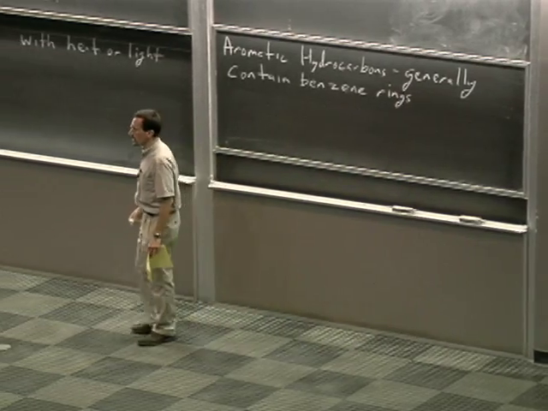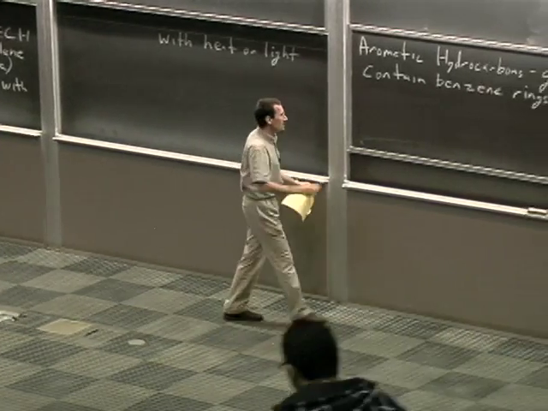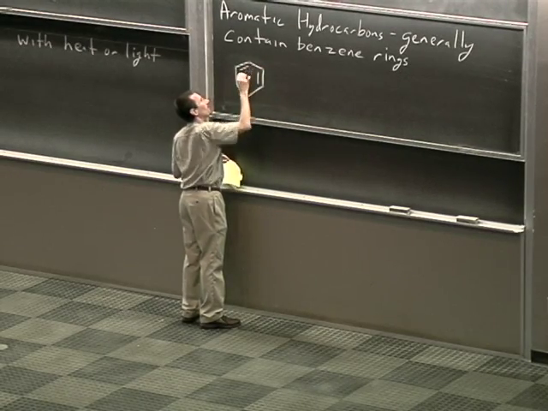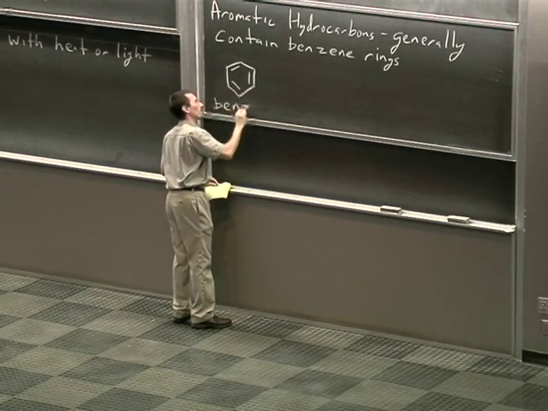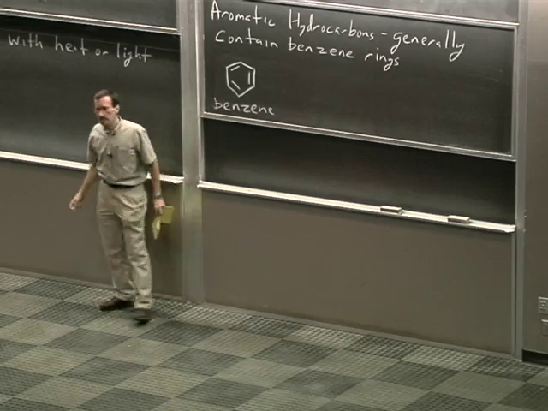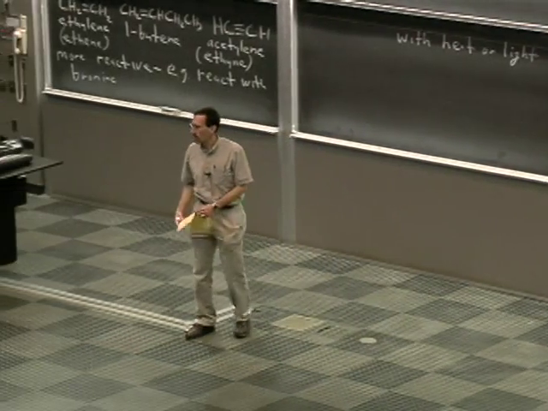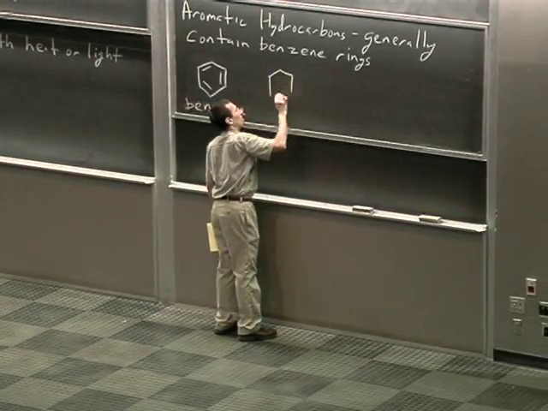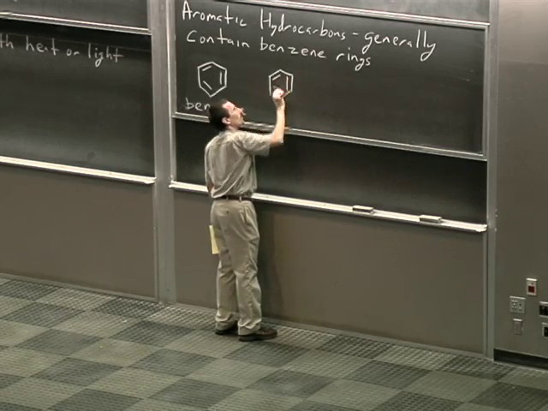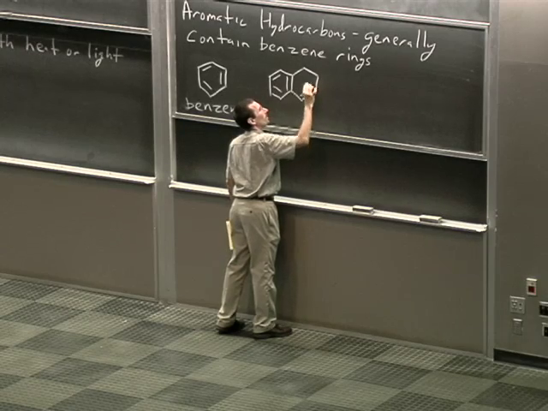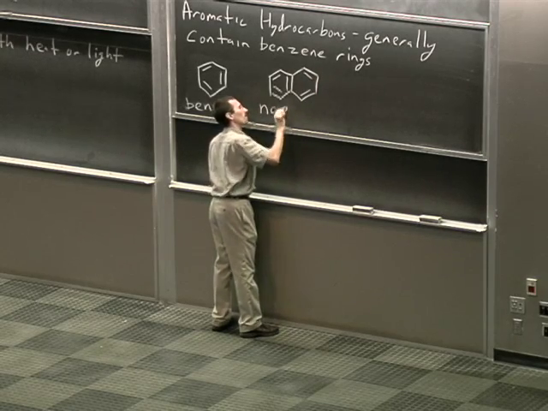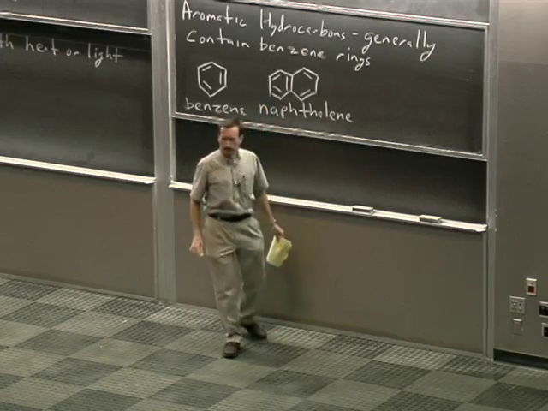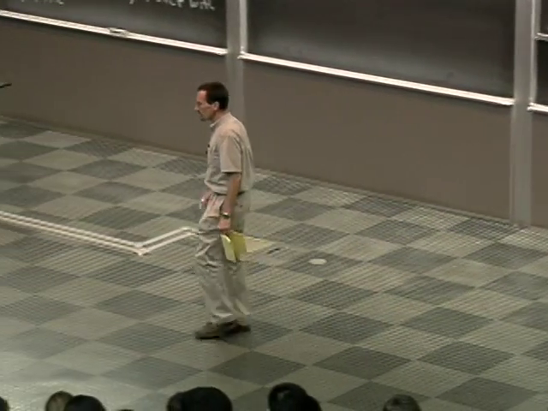Let me give you a few examples of aromatic hydrocarbons. Benzene itself, of course, contains benzene rings. It's an aromatic hydrocarbon, simplest. Naphthalene, anyone know where you might encounter naphthalene?